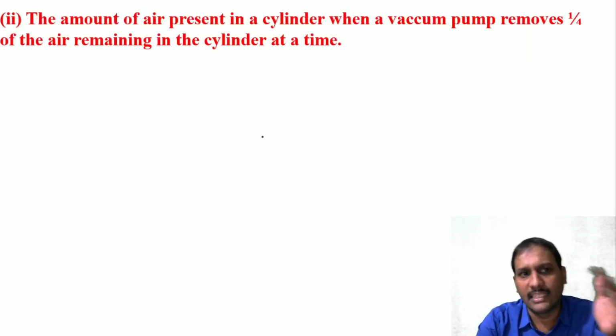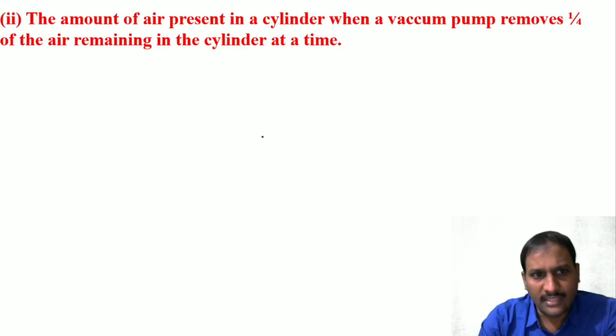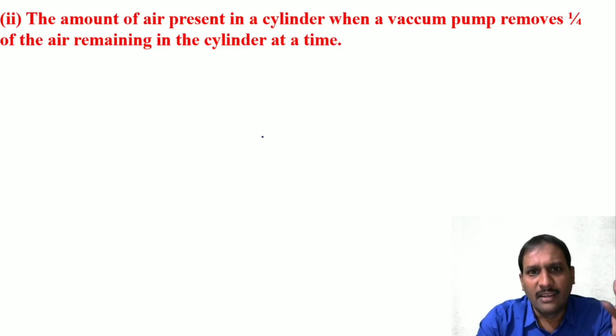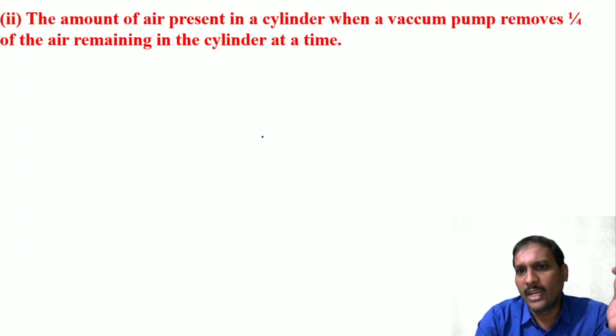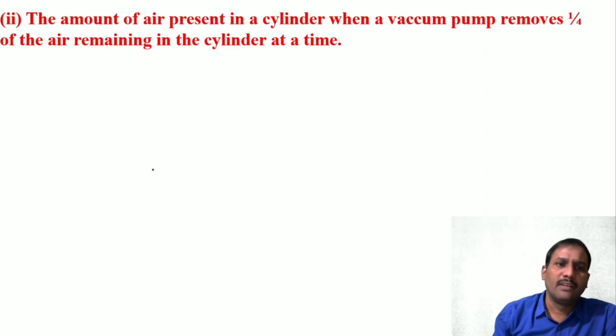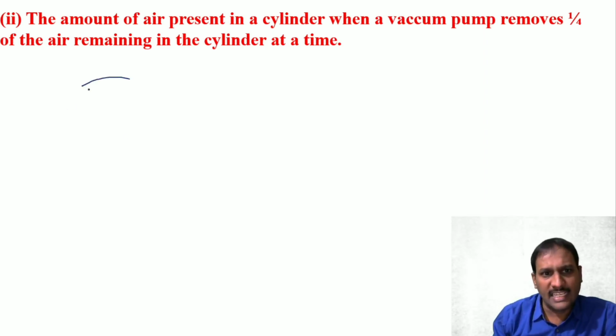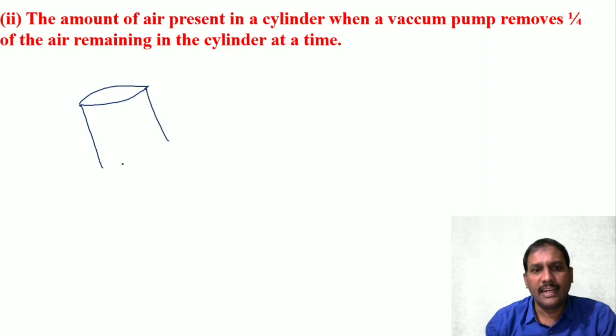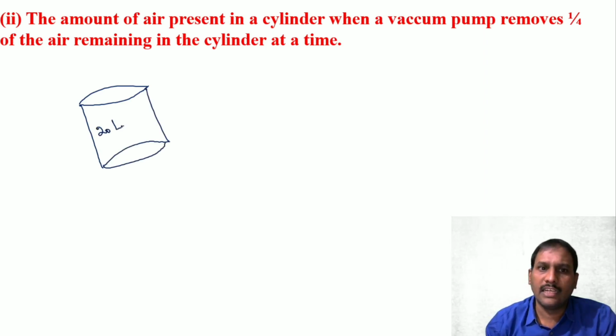Here is another situation. The amount of air present in a cylinder when a vacuum pump removes 1/4 of the air remaining in the cylinder at a time. So, for example, there is a cylinder. Let us say that there are 20 liters of gas. So, in the beginning, what is the amount of the gas?